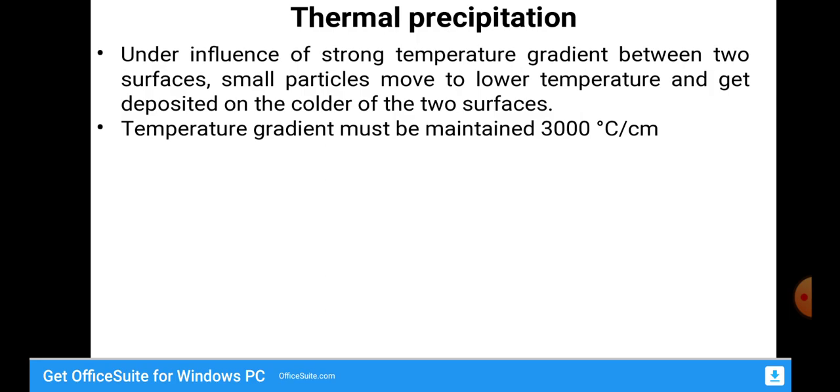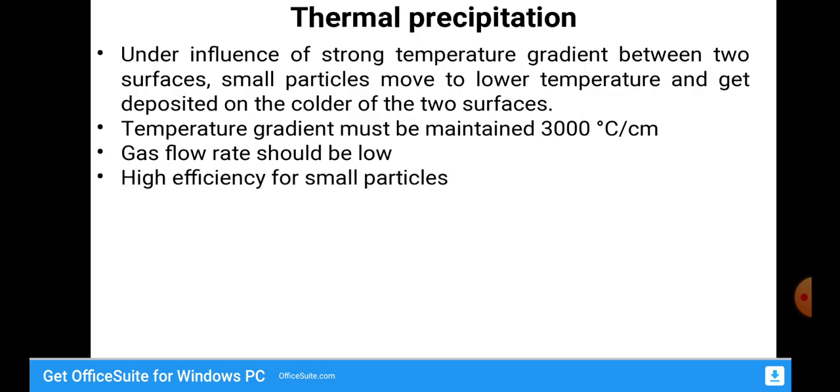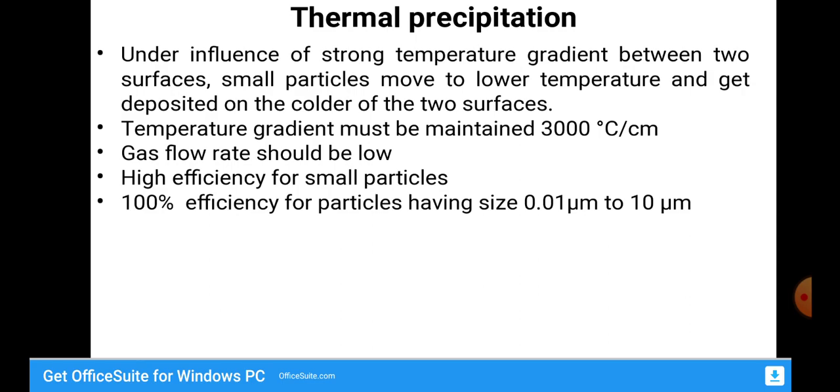Generally, a temperature gradient of about 3000 degrees centigrade per centimeter is maintained. So there is a large temperature difference. And to maintain this large temperature difference, the gas flow rate between the two surfaces should be low. This method has high efficiency for small particles, and if particle size is between 0.01 micrometer to 10 micrometer, then the efficiency of this method is 100%.